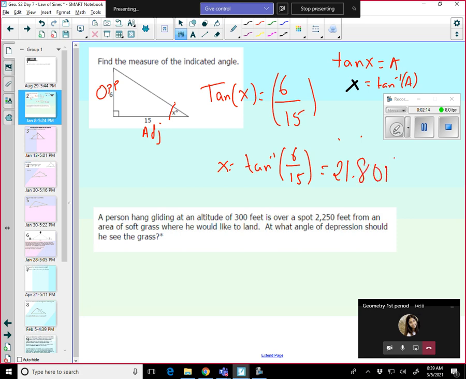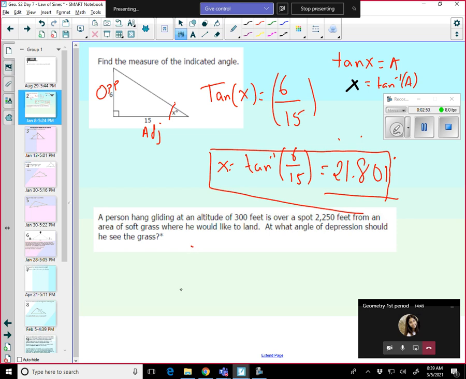Very important to round to the third decimal on your test. I will be asking once again to round to the third decimal accurately. Okay, I will do one more problem. A person hang gliding at an altitude of 300 feet is over a spot 2250 feet from an area of soft grass where he would like to land. At what angle of depression should he see the grass?